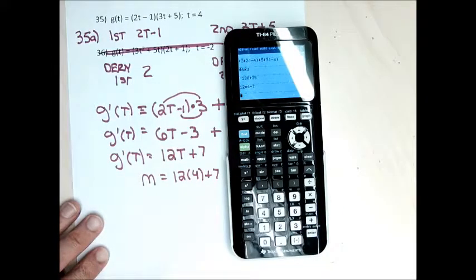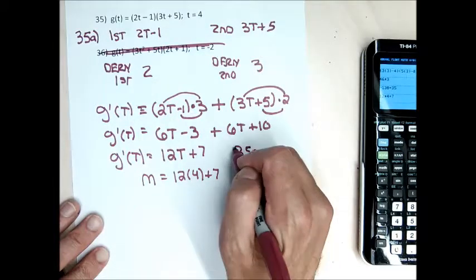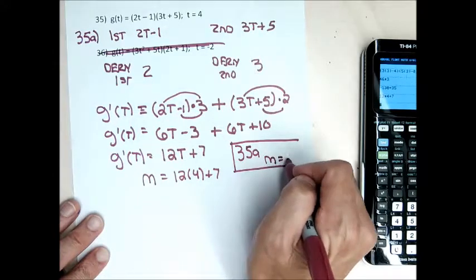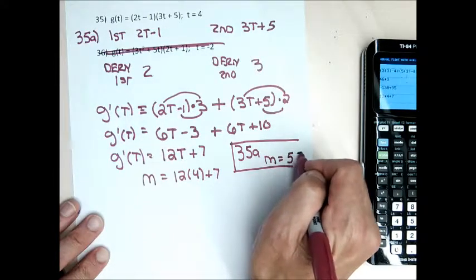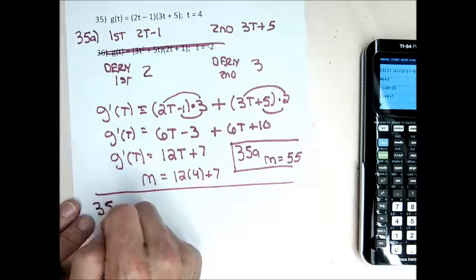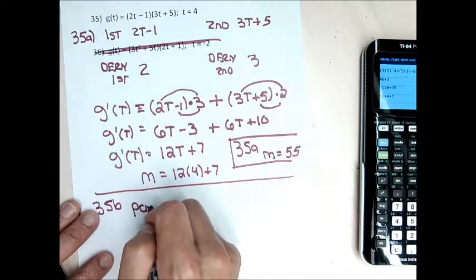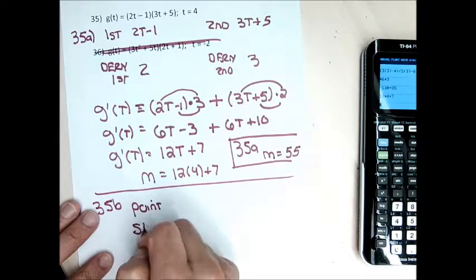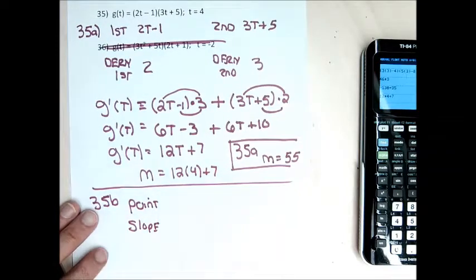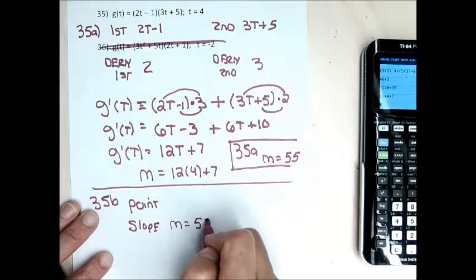So the answer to 35a is going to be m, the slope of the tangent line at t equal to 4 is 55. I move on to part B. For part B, I need a point and I need a slope to find an equation of a line. 35b wants me to find an equation of a tangent line. I found the slope in part A to be 55.